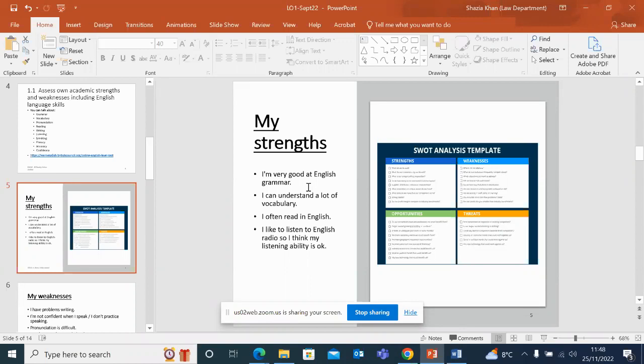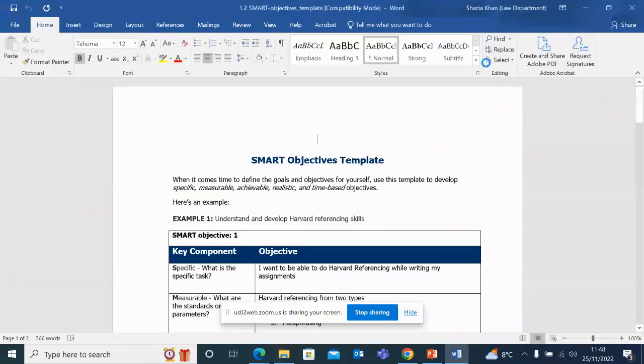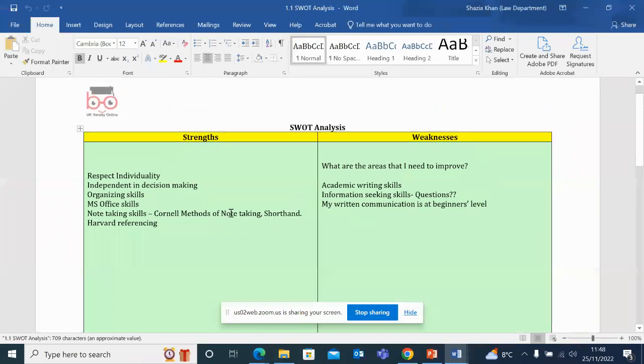Yeah. So you might have a strength in something, you might be strong at something, but you might not be strong in other things. Let me see if I can find that SWOT analysis there. So this is the form here. Can you see this? It says my strengths, my weaknesses, what are the areas? So what kind of strength do you have, Frida? Do you have any strength?